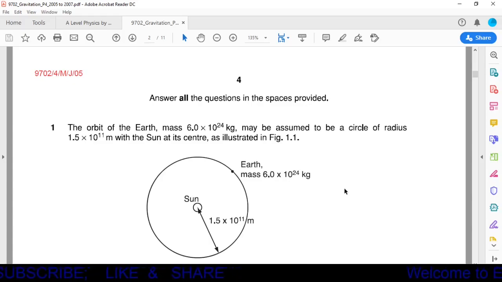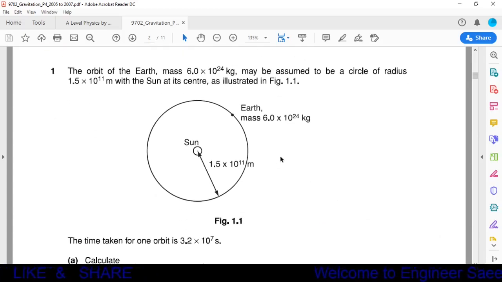Question 1. The orbit of the Earth, mass 6 into 10 power 24 kg, may be assumed to be a circle of radius 1.5 into 10 power 11 with the Sun at its center as illustrated in figure 1.1. Okay, it is figure 1.1. Earth is moving around the Sun. The distance between the Sun and Earth is 1.5 into 10 power 11 meters and mass of Earth is given 6 into 10 power 24 kg.